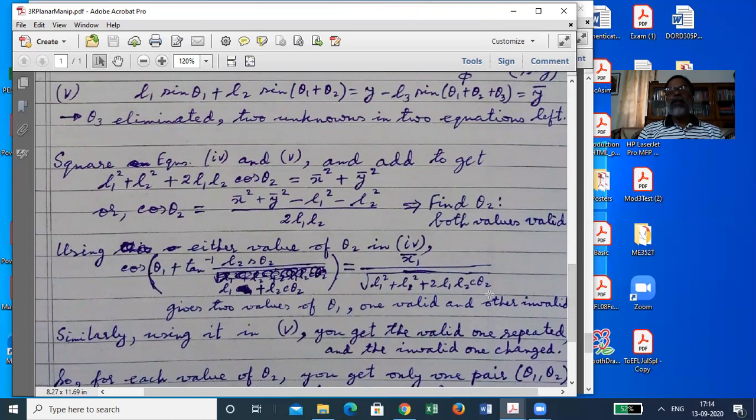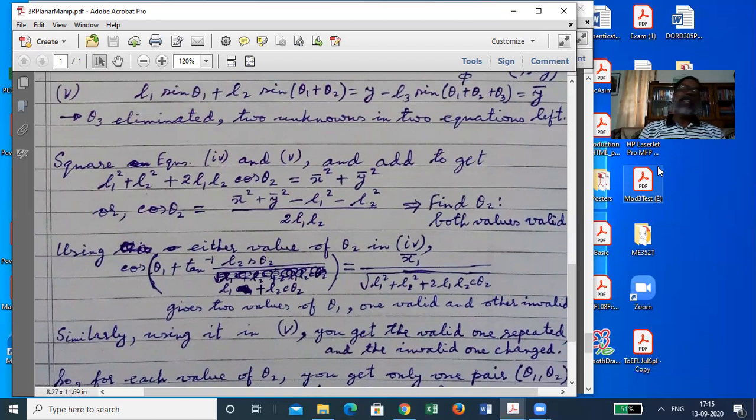How to detect the invalid one? You can put both theta 1 values in the other equation, which you are not using currently. Now the valid one will be validated by satisfying this equation. The invalid one will not satisfy this equation. This is the straightforward way to do it.